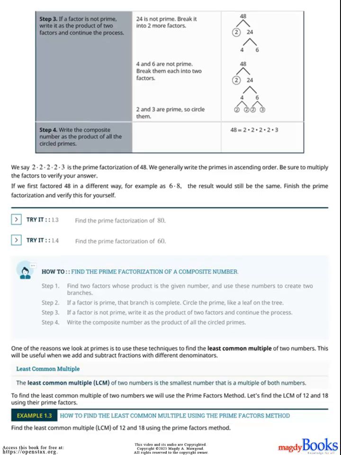Try it 1.3. Find the prime factorization of 80. Try it 1.4. Find the prime factorization of 60.